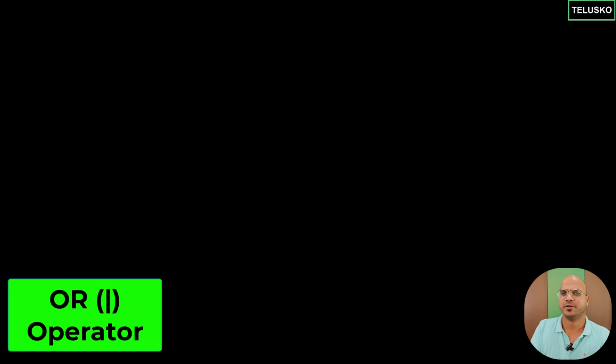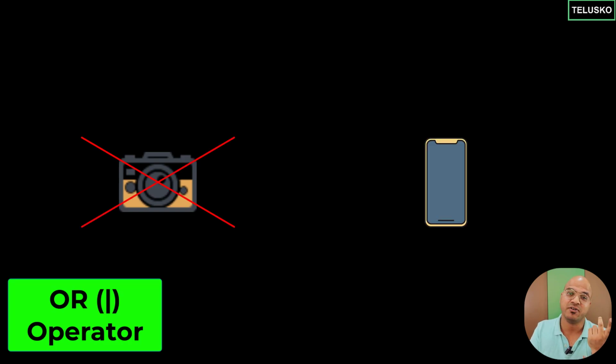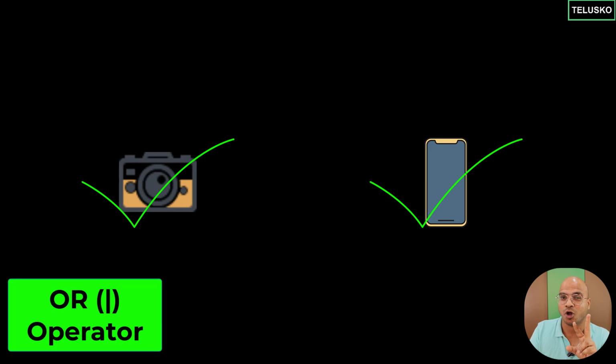How about the OR operator? Let's say this Sunday, I know about it. I just have two other comparisons now. What if my camera is not charged? Maybe I have a phone which is charged, right? So I can go live using the phone as well. So either my camera has to be charged or my mobile phone has to be charged. So we are using the OR operator, right?